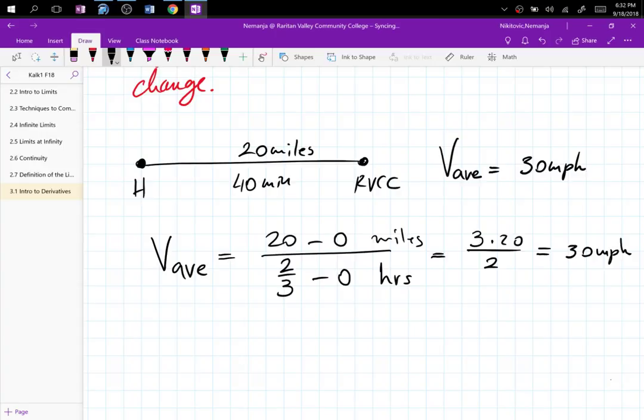So what does it mean, average 30 miles per hour? This is what it means. The car was moving 30 miles per hour by your house and you managed to jump in.